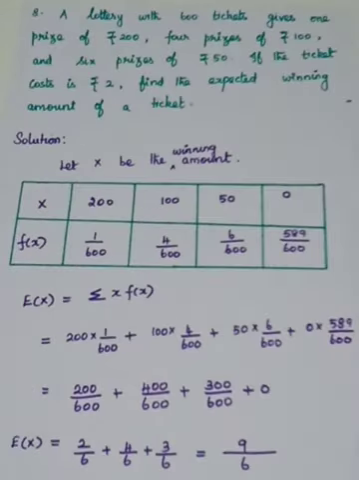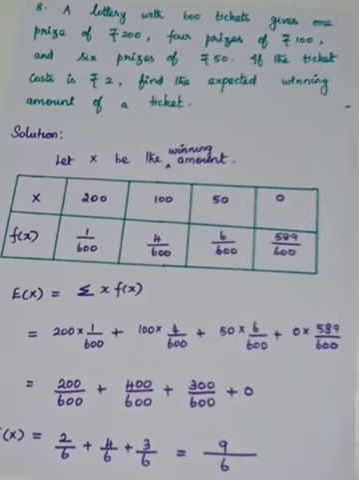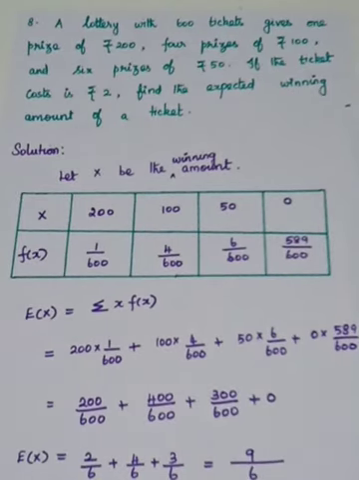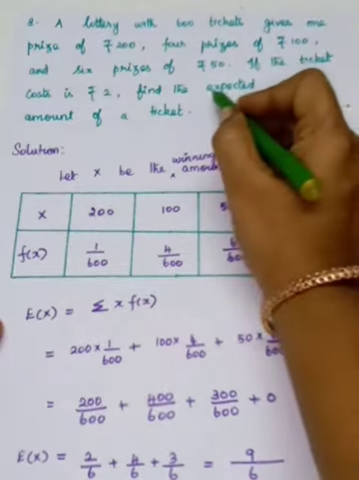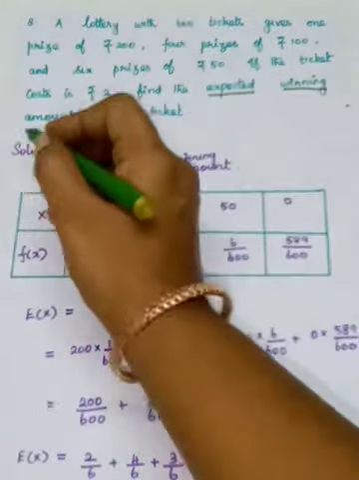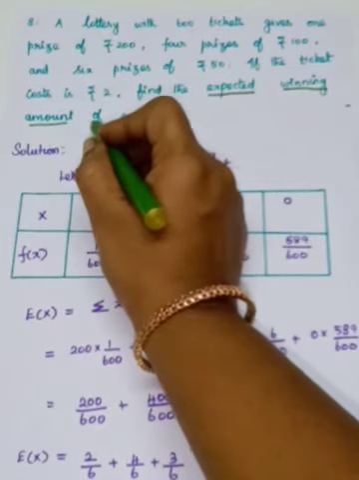Okay. So we'll come to the 8th problem. A lottery with 600 tickets gives one prize of rupees 200, 4 prizes of rupees 100 and 6 prizes of rupees 50. If the ticket cost is rupees 2, find the expected winning amount of a ticket.